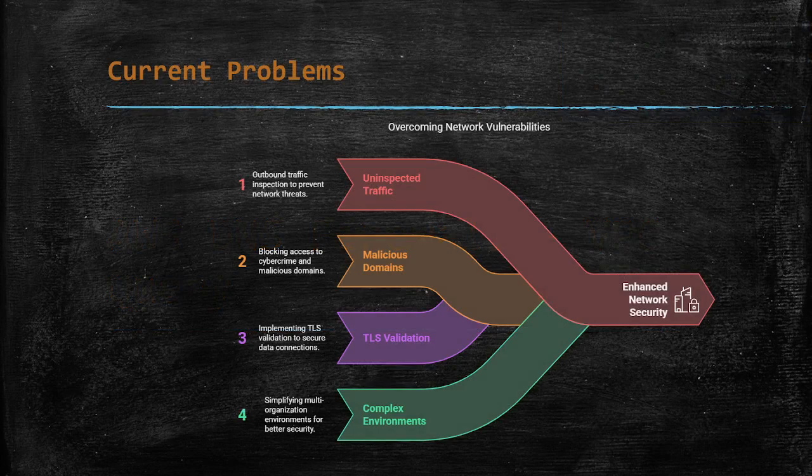Before jumping into the solution and the presentation of the DNS Firewall, what is the current problem in the market? We are seeing that there is a lack of DNS traffic filtering. So: outbound traffic inspection to prevent network threats, blocking access to cybercrime and malicious domains, implementing TLS validations to secure the data connections, and simplifying the multi-organization environment. These are the current problems.